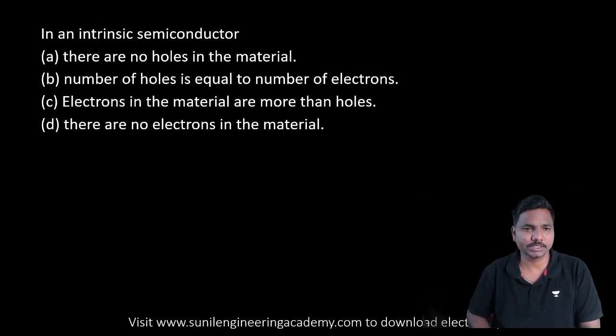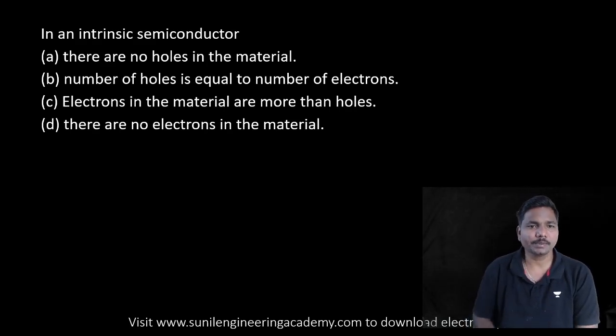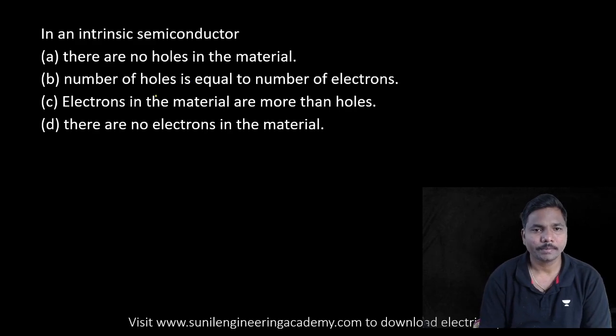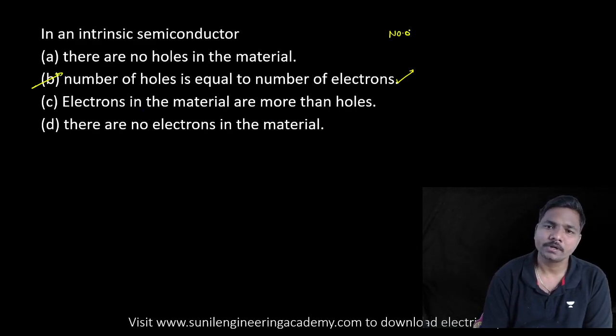Coming to the first question in this session: an intrinsic semiconductor is nothing but a pure semiconductor. In a pure semiconductor, the number of holes is equal to the number of electrons. Yes, that is correct. Electrons in the material are more than holes? No. There are no electrons in the material? No. So the answer is option B. In a pure semiconductor, always the number of electrons is equal to the number of holes, or the concentration of electrons is equal to the concentration of holes. We have already discussed this in the previous session.